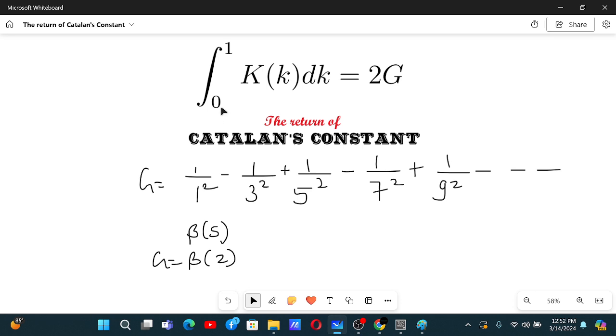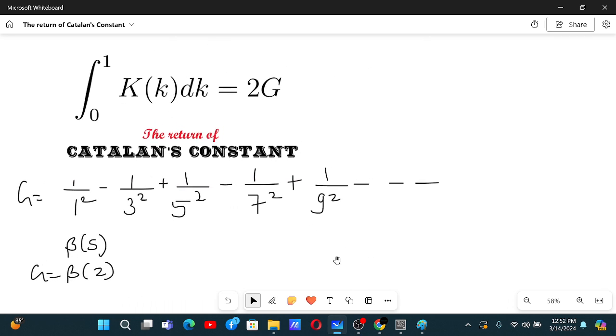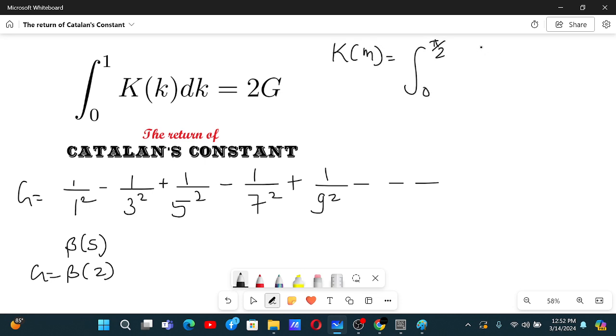And if you don't know what this K function is, K is the complete elliptic integral of the first kind. That means, let's say if I have K of m, then this is the integral from 0 to pi by 2 of 1 by square root of 1 minus m square sin square theta d theta. This is known as the complete elliptic integral of the first kind. And now let's see how we get this result.